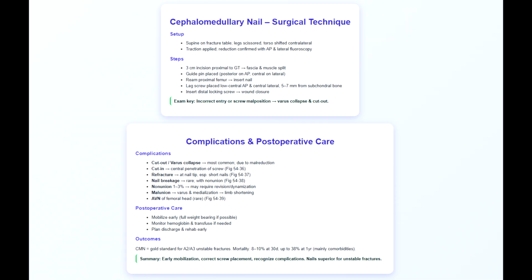Non-union. Reported in 1 to 3% of cases, usually requiring dynamization or revision surgery. Malunion. Varus malunion and femoral medialization may lead to limb shortening and poor functional outcomes.